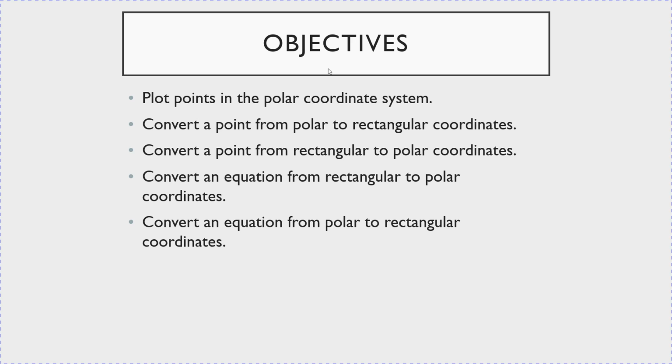So what we're going to talk about first is how you plot points in this thing called the polar coordinate system. So I'll define it and attempt to explain it. And then we're going to do all these conversions. We're going to talk about how you convert a point from polar to the rectangular coordinates, how you convert a point from rectangular to polar coordinates, and then how you convert an equation from rectangular to polar coordinates, and then how you convert an equation from polar to rectangular coordinates. And this lecture is just going to be filled with a ton of examples.